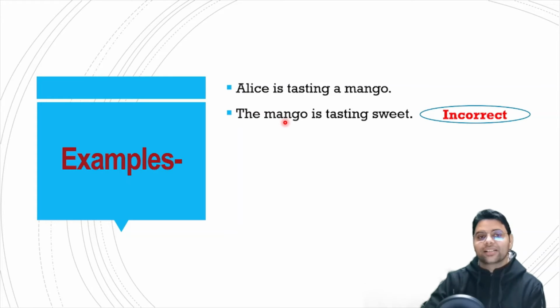Sentence is incorrect. So you have to make it right. The mango tastes sweet. So here the tense is indefinite. Now the sentence is correct. I hope you understand.